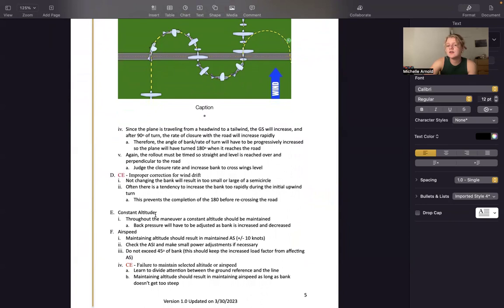So constant altitude, make sure you're cross-referencing your instruments. You should be looking outside the plane for the majority of this maneuver, but you want to make sure that you're also referencing your instruments to make sure that you're at the correct altitude and airspeed. So you should be looking outside of the plane and then every once in a while glance inside at your altimeter and your vertical speed indicator.